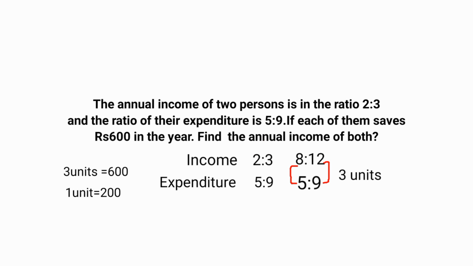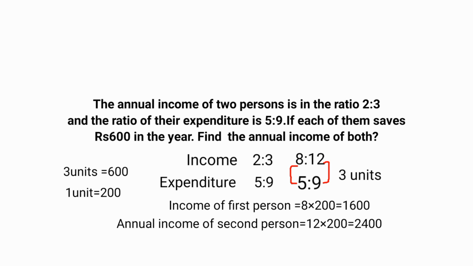Our question is to find out the annual income of both. But we got the new ratio of income as 8:12. So from this it is clear that the annual income of the first person is 8 units. We got 1 unit as 200. So to get the annual income of the first person, multiply 8 with 200. So you will get it as 1600. And to find the annual income of the second person, the value corresponding to the income is 12 units. So multiply 12 with 200. So 2400 will be the answer.